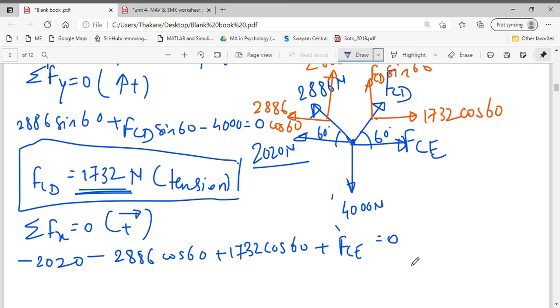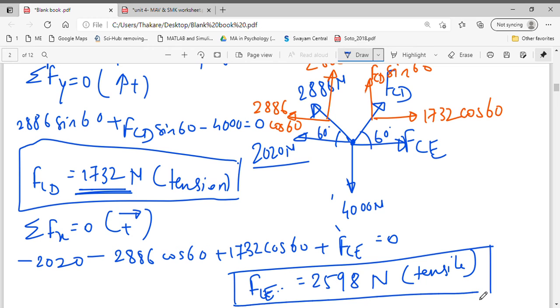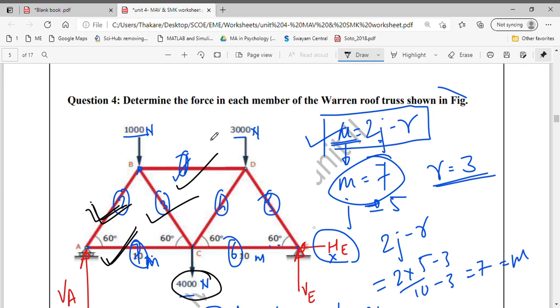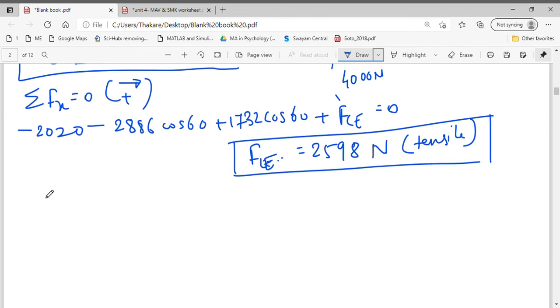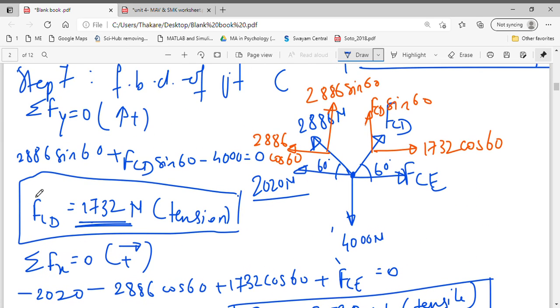On solving this, we get the value of FCE as 2598 newtons. This 2598 newton value is positive, that means the assumed direction is correct, that means this force in CE is tensile force. Now we have determined the value of CD and CE. Now only one member is remaining, which is member DE. So this is our step 8.